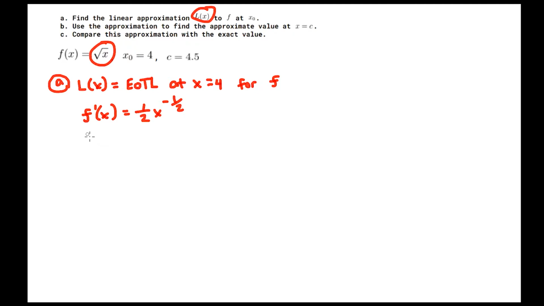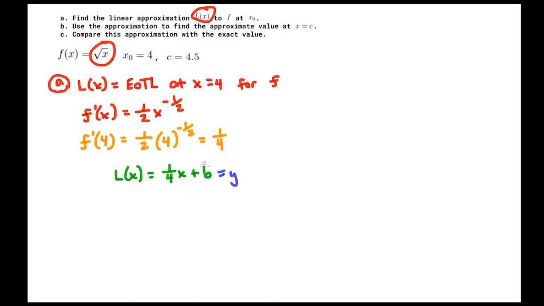Now we need to find the derivative at x equals 4. So I'm going to plug in 4 for x here. So you end up with 1/2 times 4 to the negative 1/2 power, which is going to be equal to 1/4. Okay, so now that we have our slope for the line, I'm going to write out our equation here for the approximation. It's going to be 1/4 x plus b. Now we need to figure out what our b is.